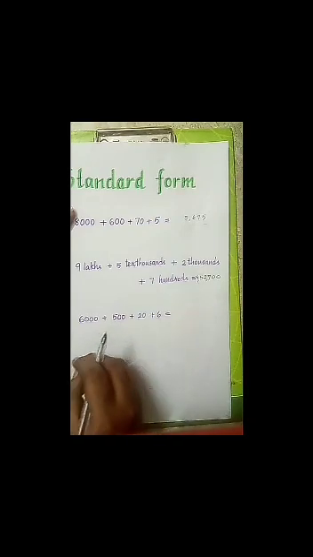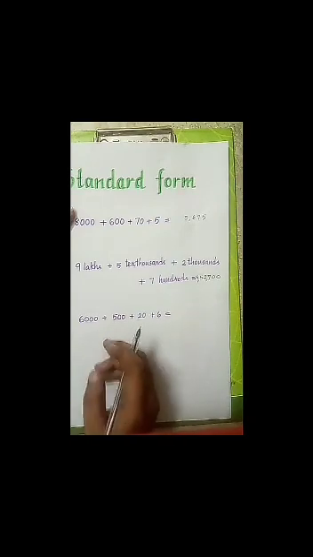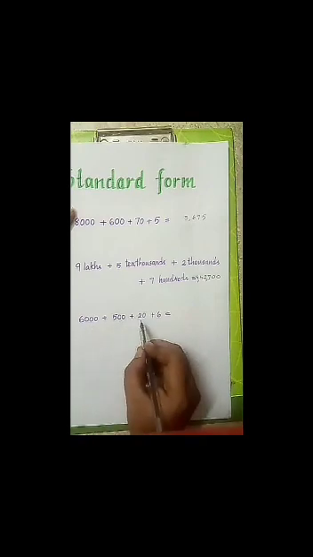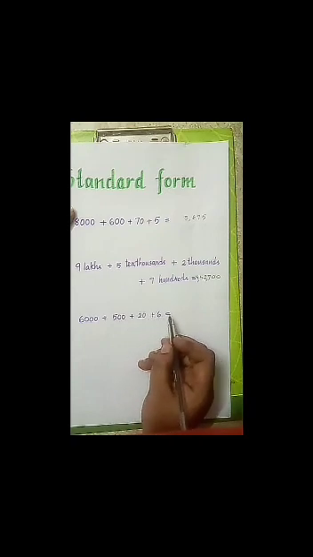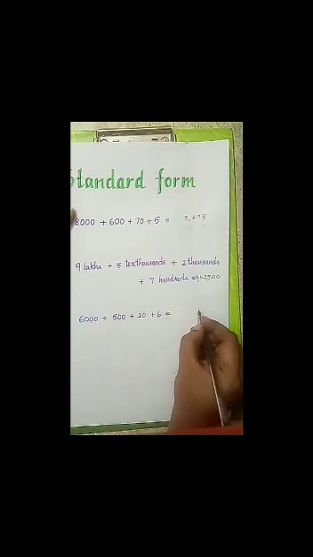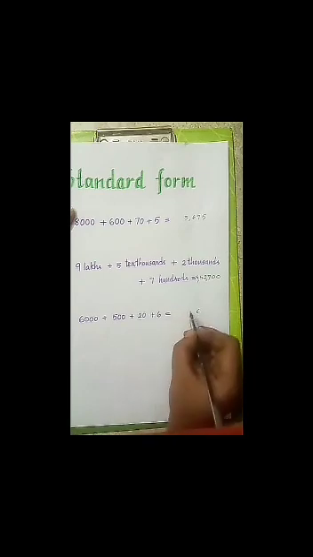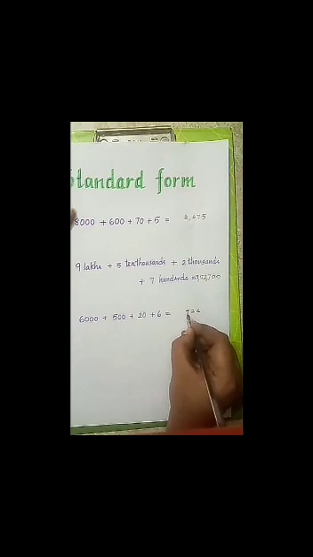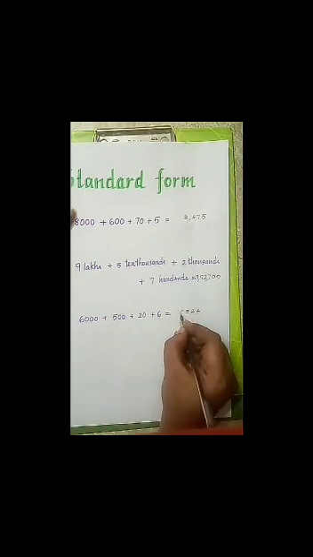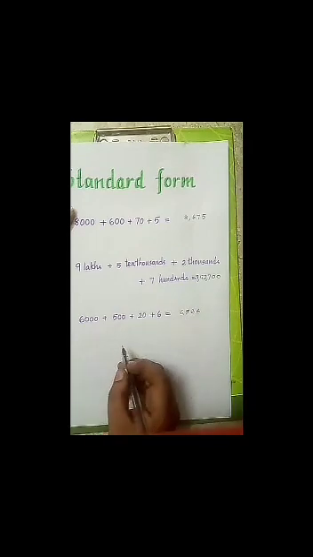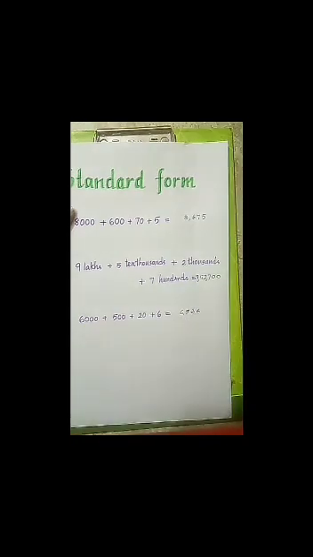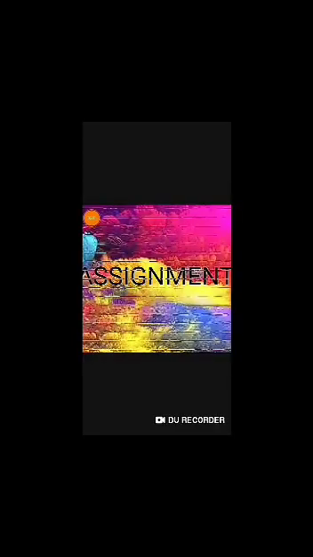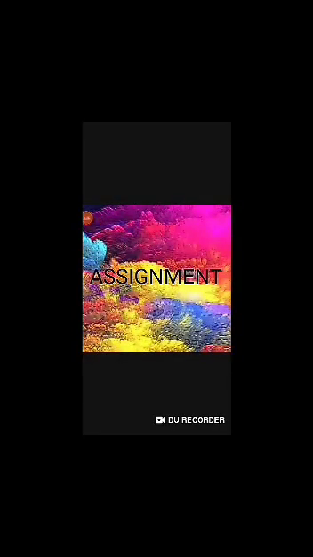Next, let's take another one more example. 6,000 plus 500 plus 20 plus 6 equal to ones, 6, tens, 2, hundreds, 5, thousands, 6. 6,526. Children, take down homework sums.